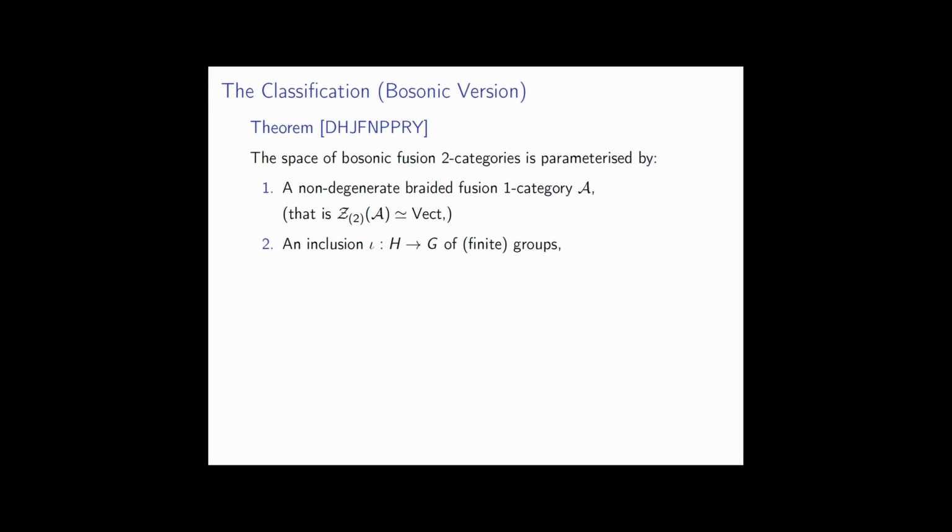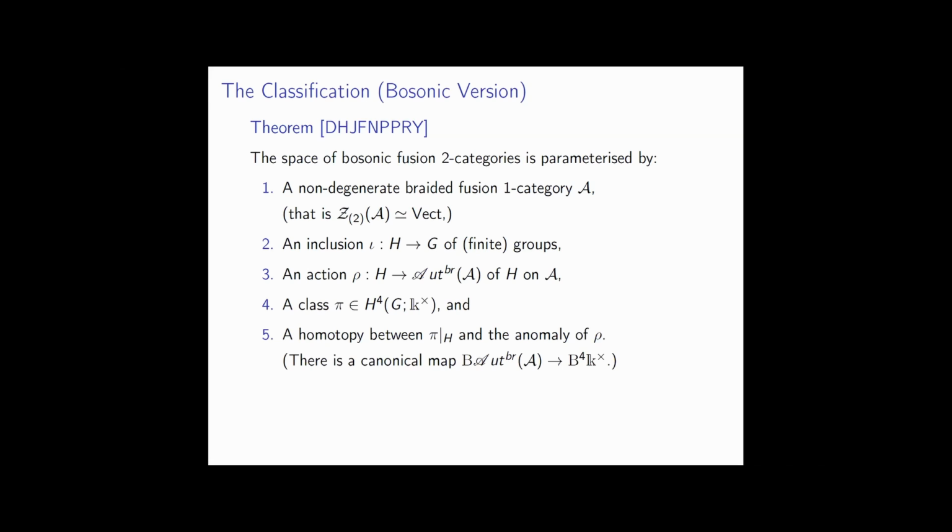Another piece of data is going to be an inclusion of finite groups. And then we're going to have an action of H on A by braided monoidal equivalences, and then some homotopy theoretic data, a cocycle for G, and then some kind of homotopy between pi of H and A. The last piece of data I don't want to spend too much time on. The comment is for experts that will hopefully understand what I mean by that. It can seem like it's quite a lot, and it's non-negligible, but it's also, in some sense, surprisingly small.